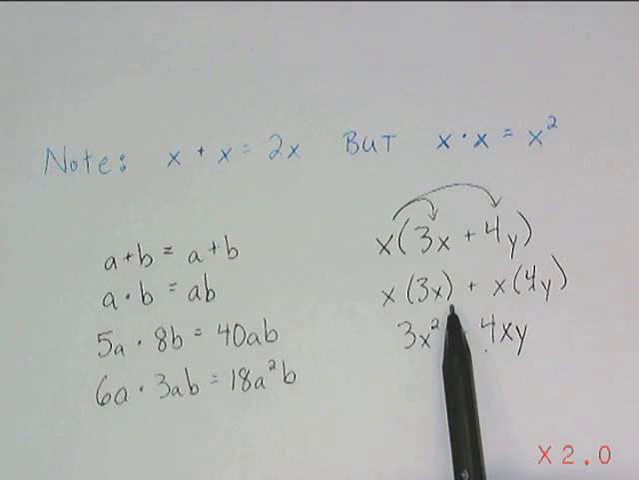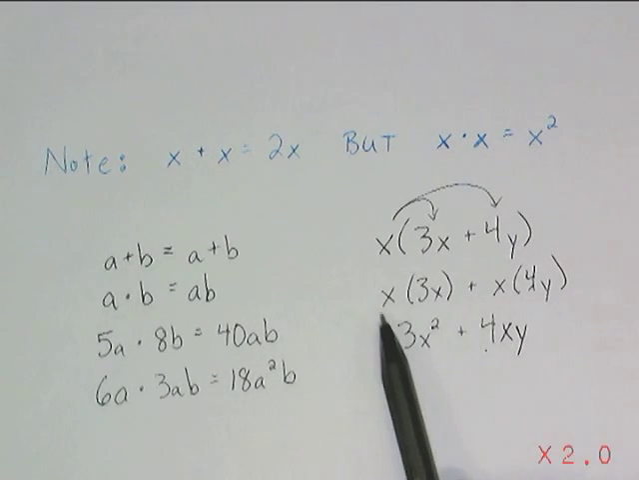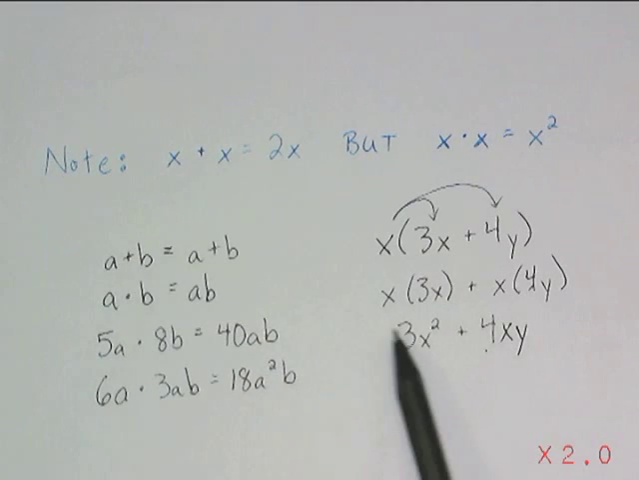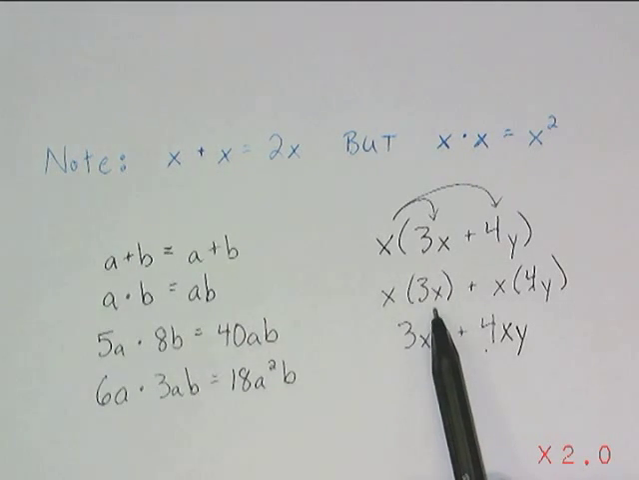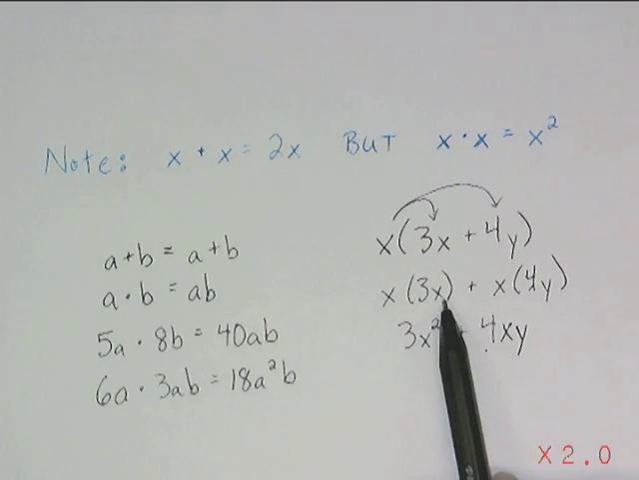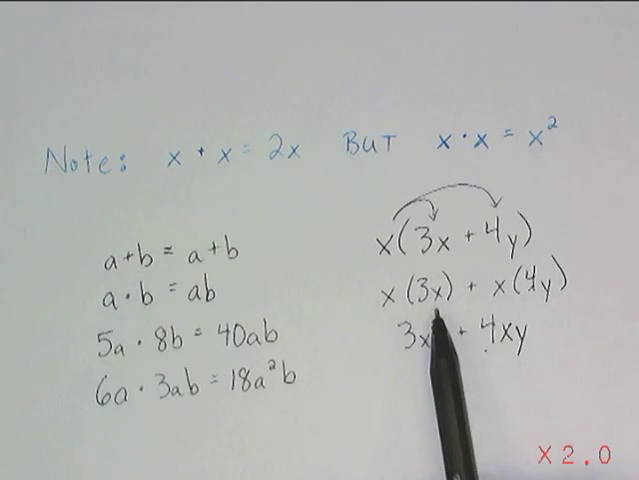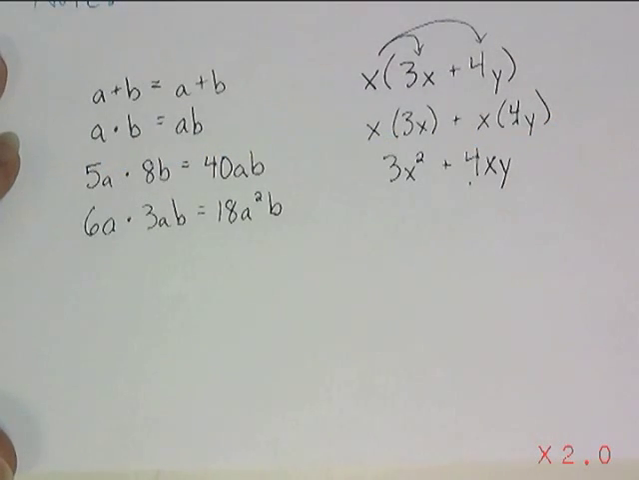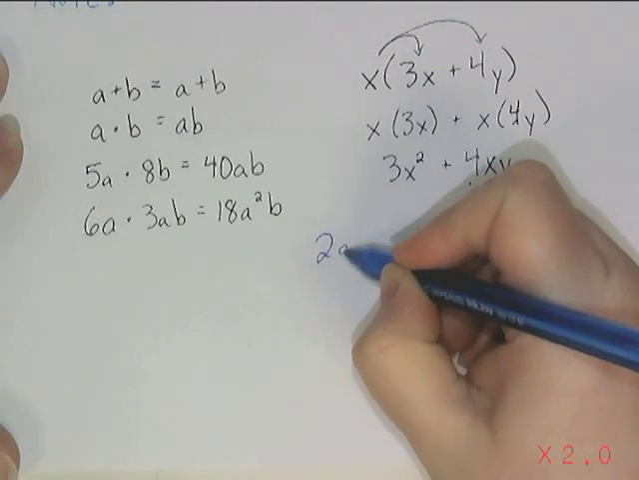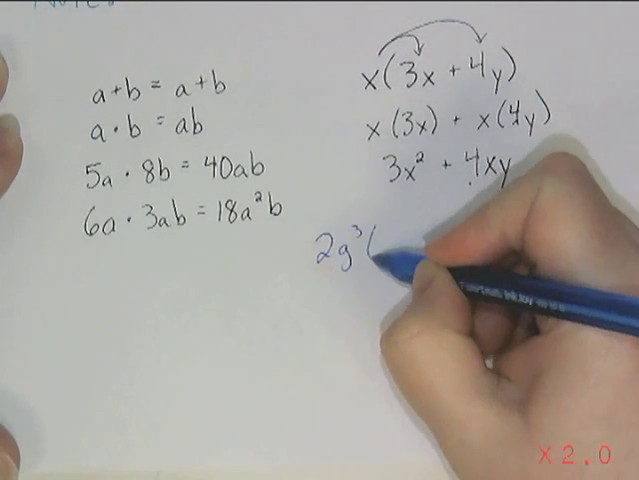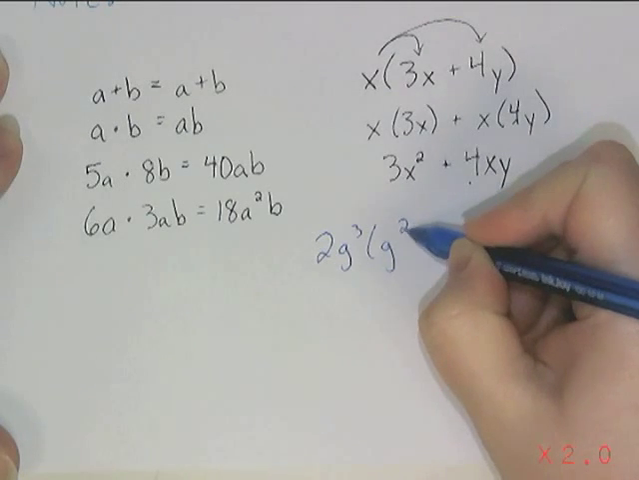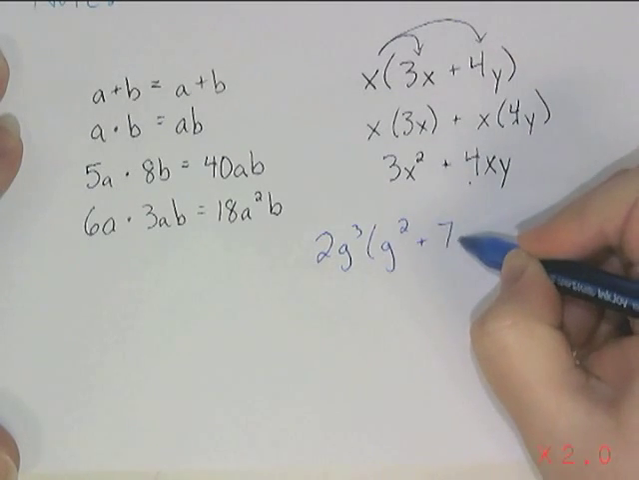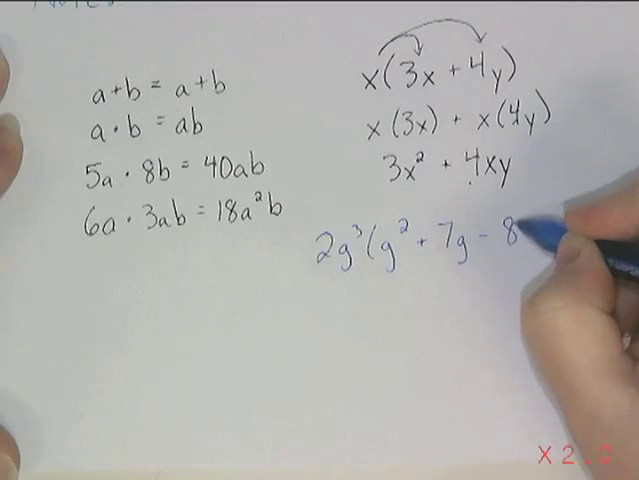But over here, this is the place where some people make some errors, and they might accidentally try to add these together, or not change the exponent on the x because they confuse the multiplication with the combining like terms. Be careful about that. Let's take a look at another example just to make sure that we've got it. 2g to the 3rd power multiplied by the quantity of g squared plus 7g minus 8.